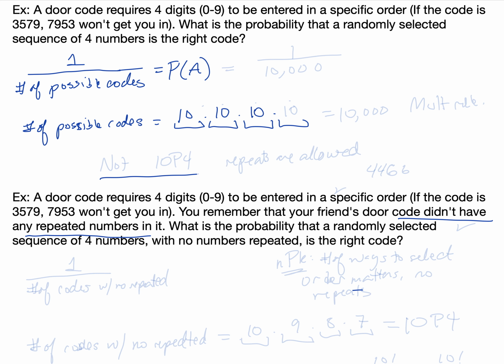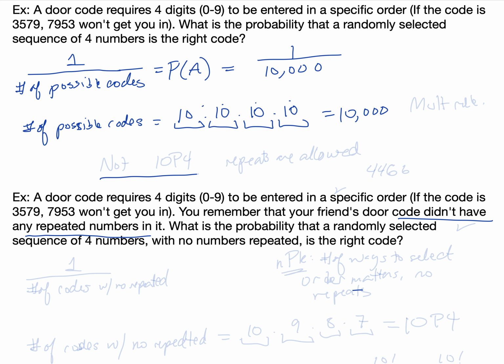And we also have 10 possibilities for the third one and 10 possibilities for the fourth one. So that means that there are 10 times 10, 100, 1,000, 10,000 different possibilities for this door code. And so this is 1 out of 10,000.